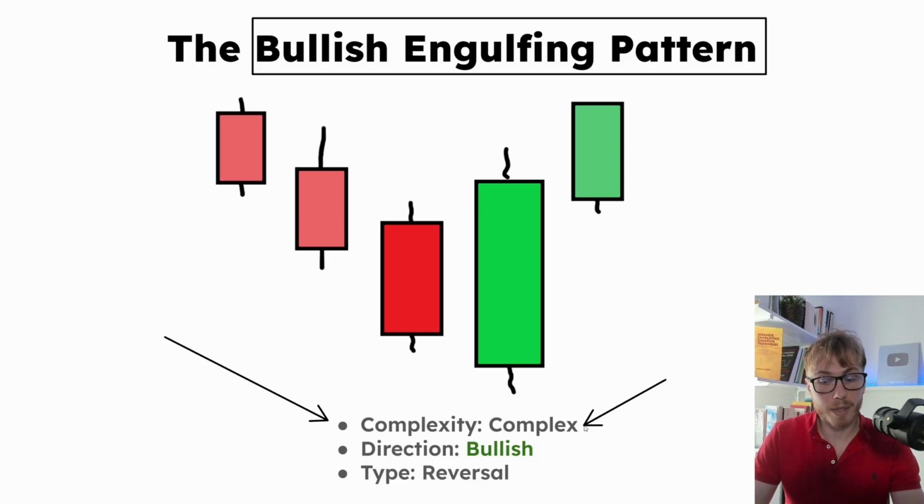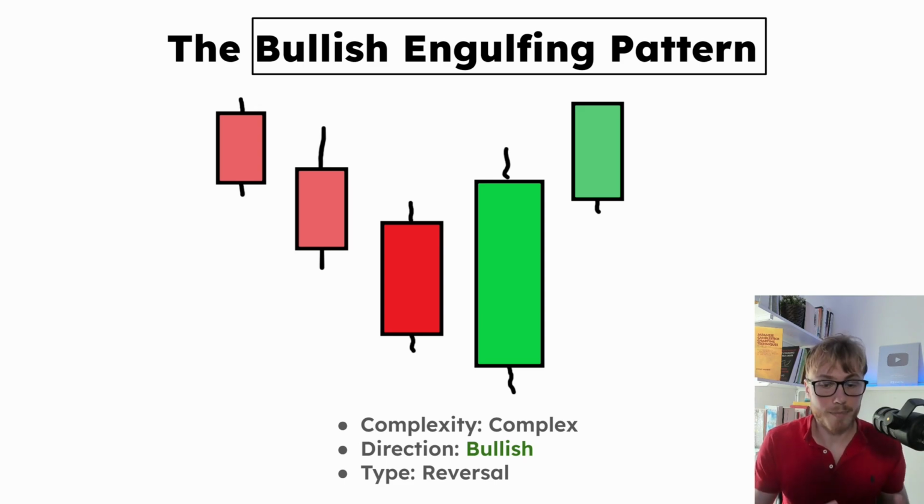In this case, it's a complex pattern because it consists of more than one candle. It's a bullish pattern because it indicates a move towards the upside, and it's a reversal because it reverses the price from a downtrend to an uptrend. So now then, how do we identify a bullish engulfing pattern?